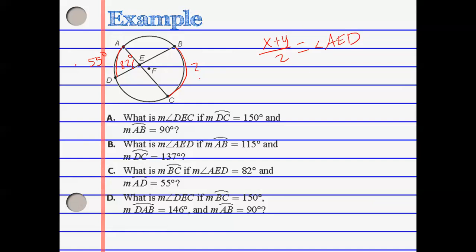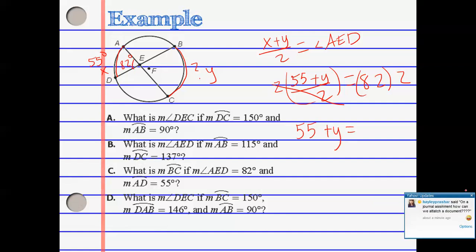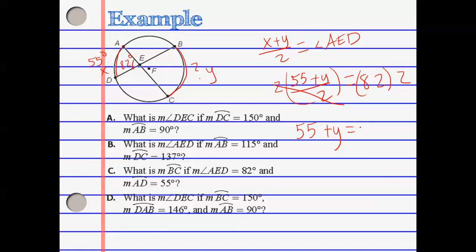All right, so now let's label this x and this y. So now I can say 55 plus y divided by 2 equals 82 degrees. This is being divided by 2, so we're going to multiply that side by 2 and this side by 2. So we have 55 plus y is going to equal 164. Then we're going to subtract 55 from both sides. We get y equals 109 degrees. So we know that this arc BC is going to equal 109 degrees.